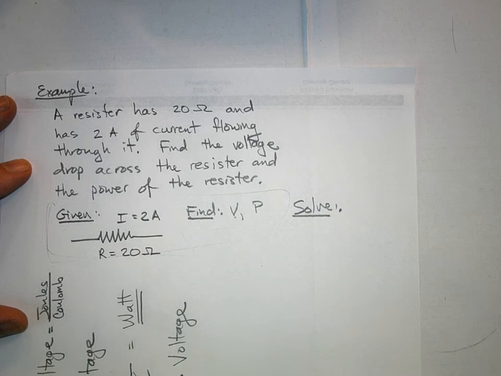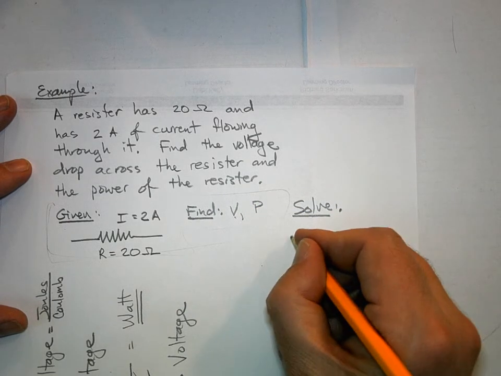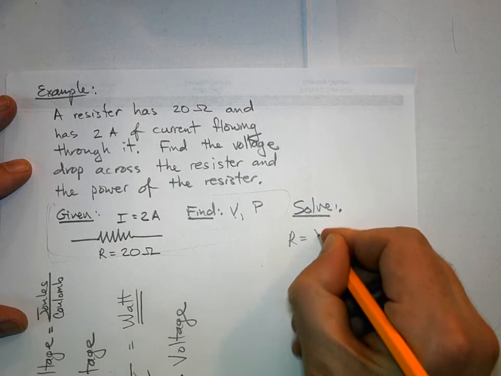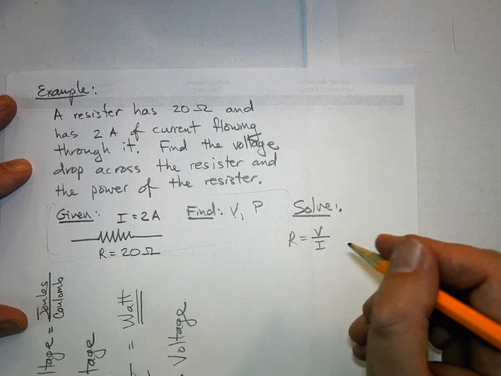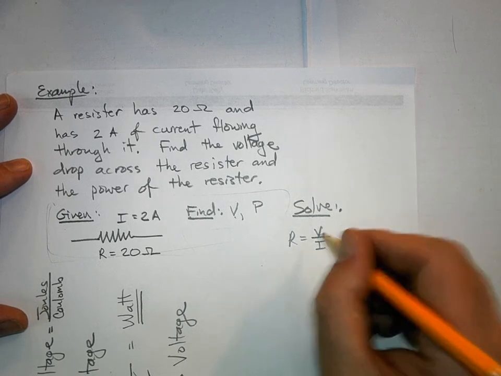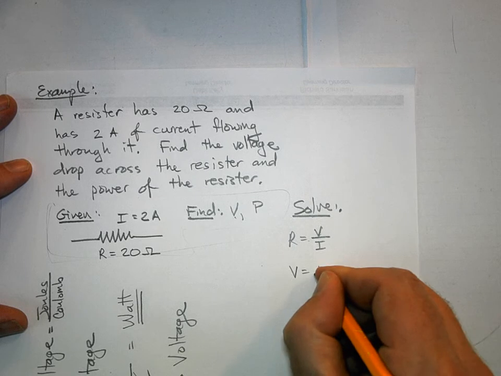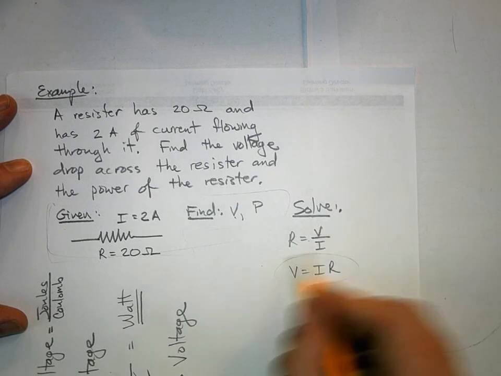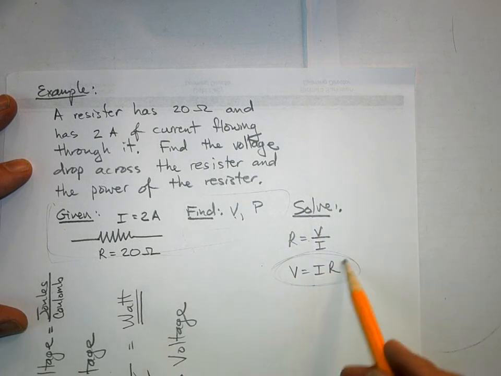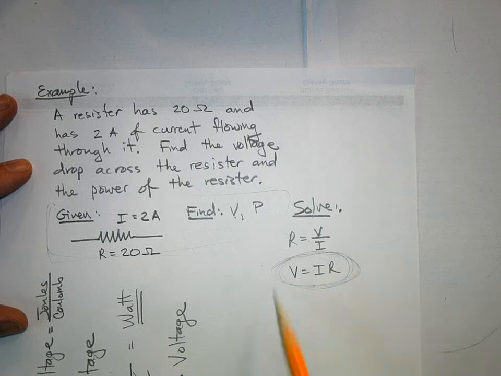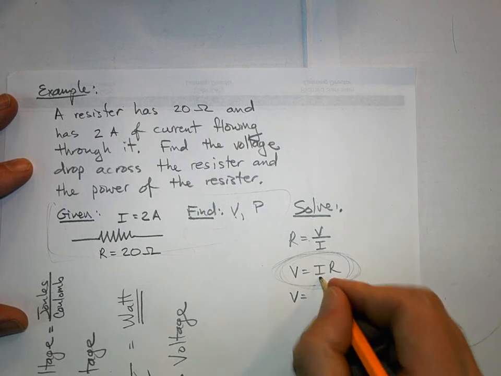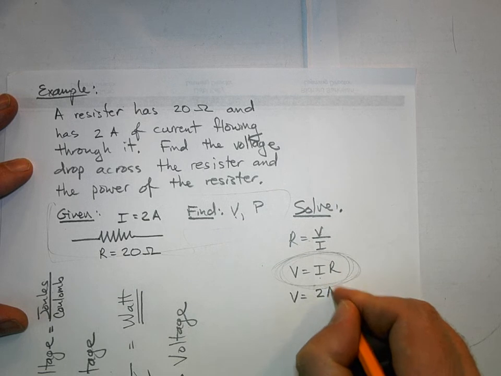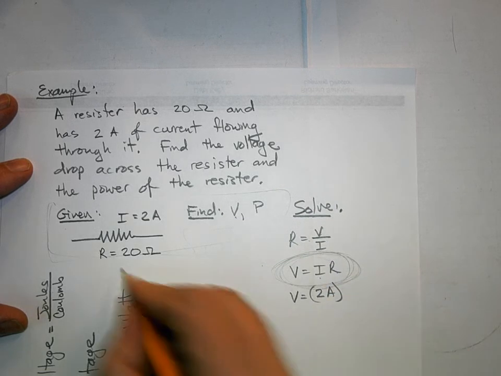Well, what do we know about voltage? We know that Ohm's law is resistance is equal to voltage over current. So I can solve for voltage. V equals IR. You can use this as your basic equation. Ohm's law is usually expressed like this, by the way. And so we've got 2 amps, and the resistor is 20 ohms.